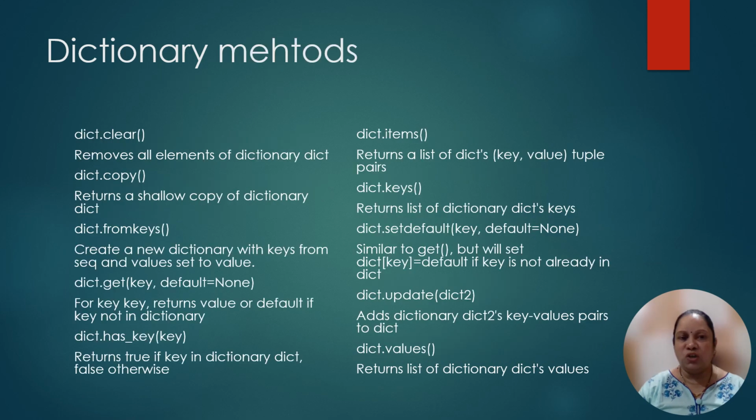Now let us see some more functions. This will remove all the values from the dictionary. This will copy one dictionary to the other. Now this is an important function. What does this function do? Dict1 dot fromkeys is going to create a new dictionary with the keys from the sequence and values set to value. So it is going to create one dictionary from another dictionary by taking keys and values. If I say dict1 dot get key comma default equal to None, it is going to get me the key.